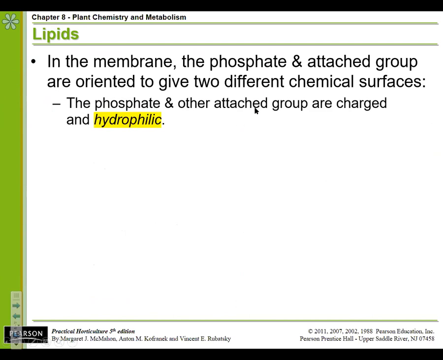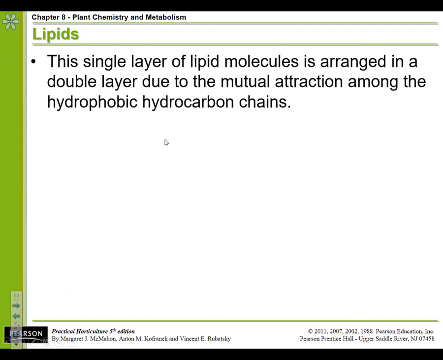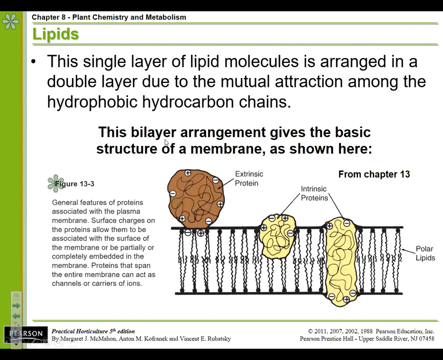So the phosphate and other attached group are charged and they are hydrophilic, which means they're water loving and they are water soluble. The long hydrocarbon chains on the fatty acids, which are basically hydrogen and carbon chained together, are hydrophobic. So one breaks down in water, the other doesn't. Right here we have a single layer of lipid molecules arranged in a double layer due to this mutual attraction among the hydrophobic hydrocarbon chains.